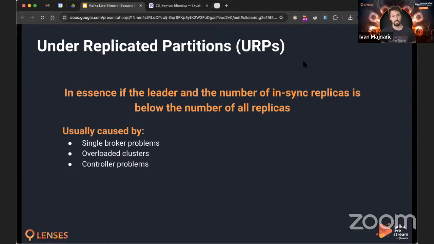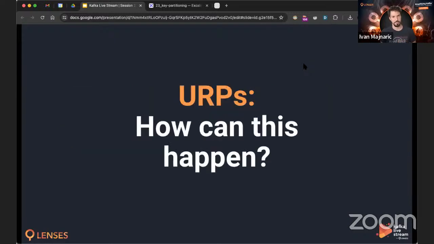But to go more into how this can happen and drill down into the details, we're going to jump a couple of slides ahead. So how URPs can happen is as follows.